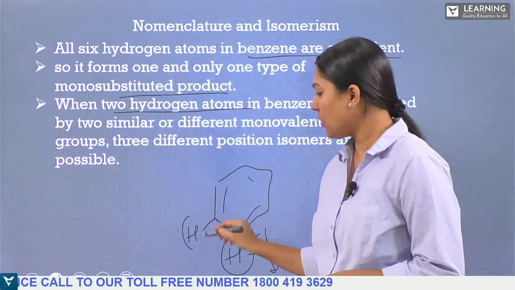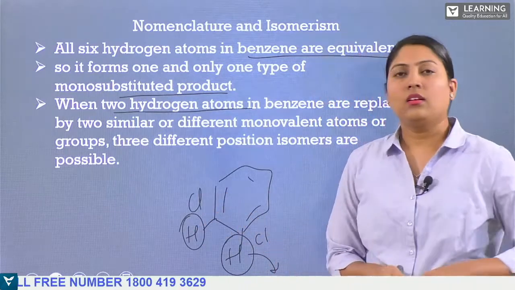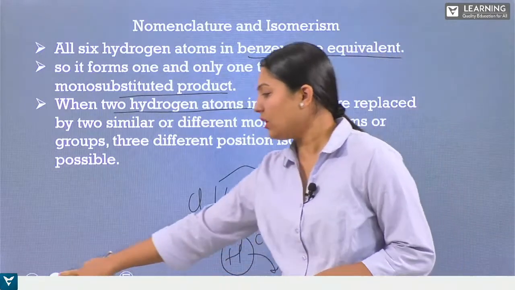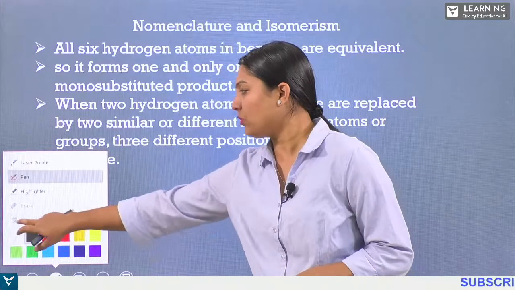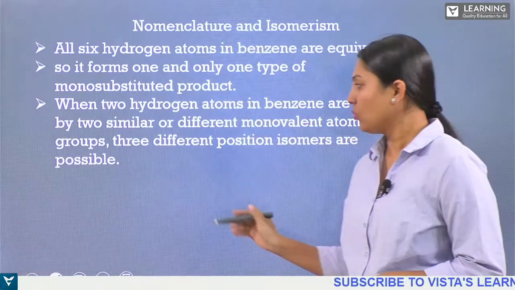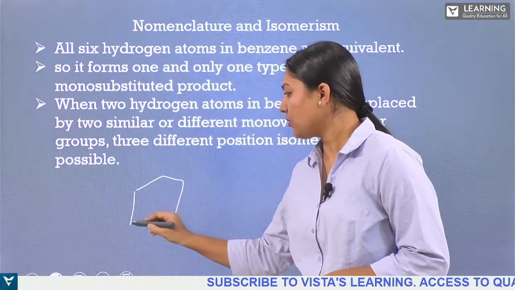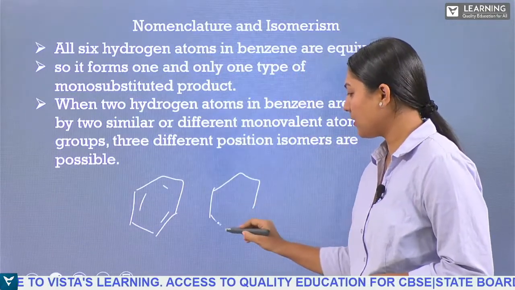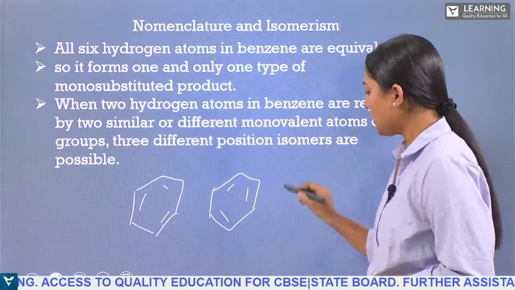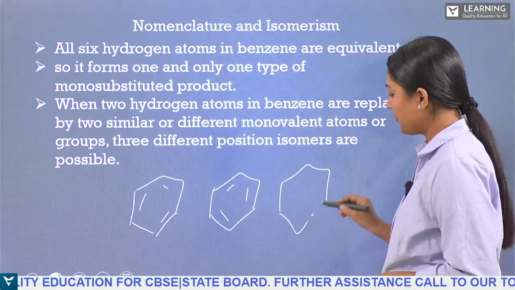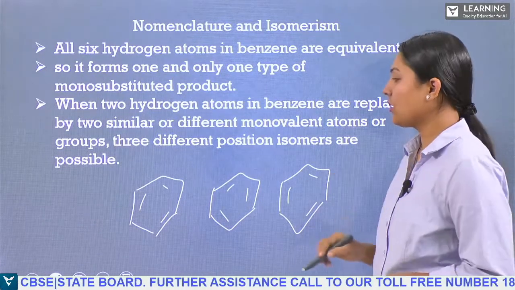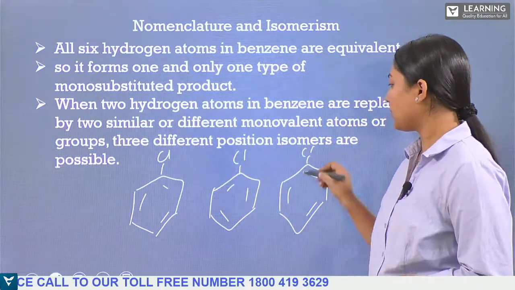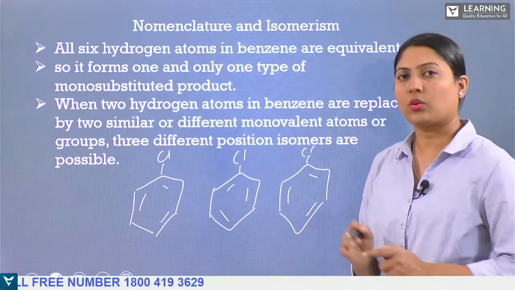But if you have two hydrogens linked to this, or substituted, then we will not get only one type of product, we will have two different types. The benzene ring, I'll just take 3 benzene rings here so that you can understand better. Right. So first, one hydrogen will be there. So all will have one chlorine atom. So they all are called chlorobenzene.